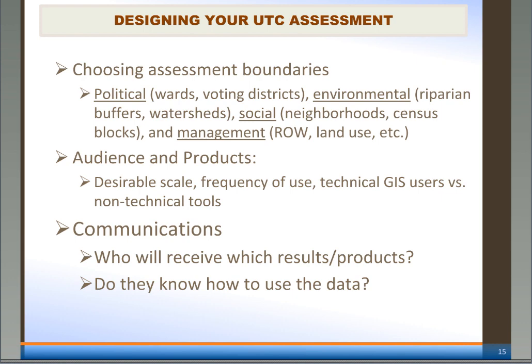And this information allows you to take a big picture look at where your community is at for your existing and your potential tree cover. And then always in designing the assessment, think about your audience and what kind of products are going to be useful to them. How often are they going to use these? Are they going to be GIS users? Or if not, then that's fine. We have several examples I'll show for non-GIS users.